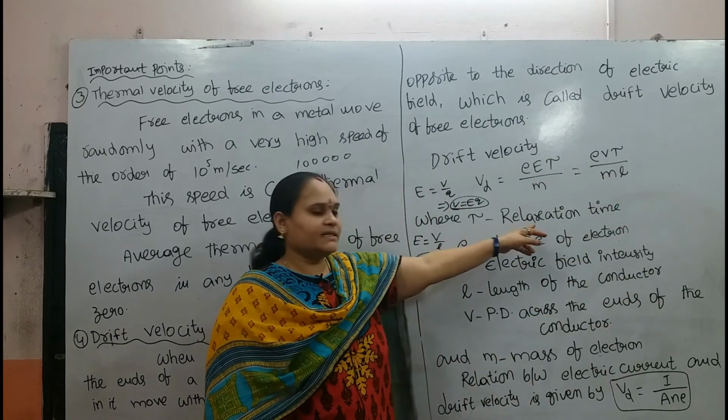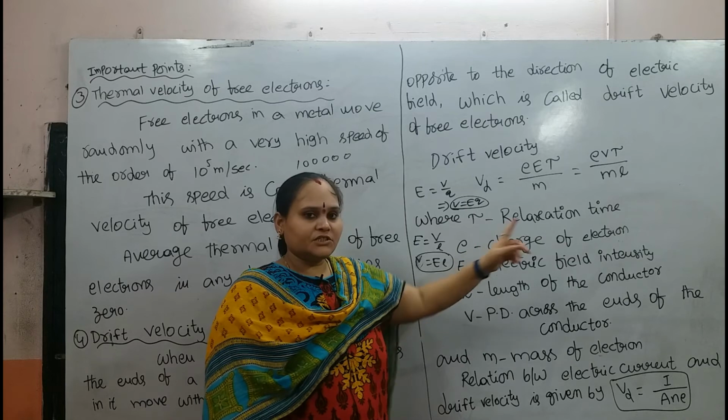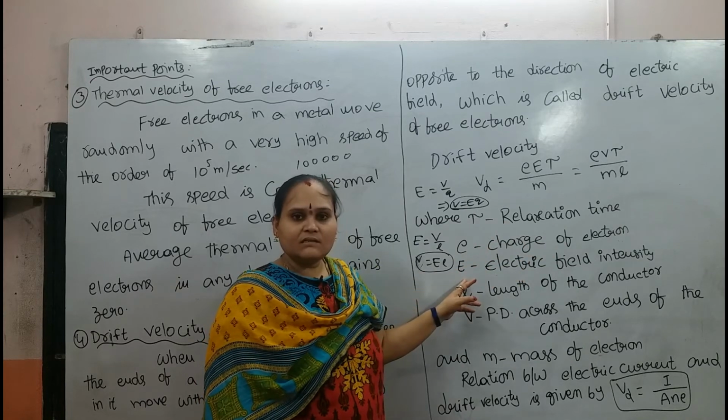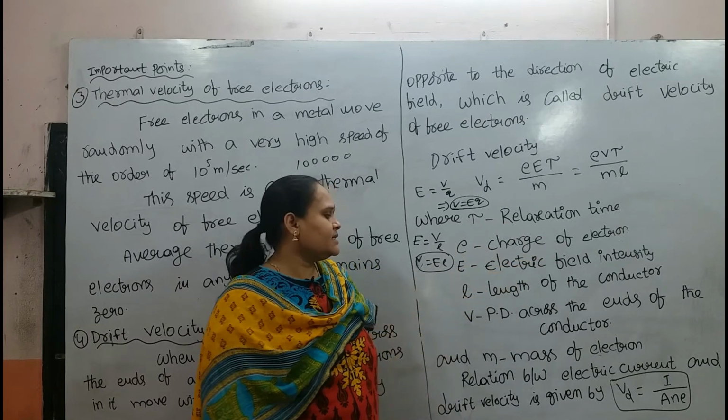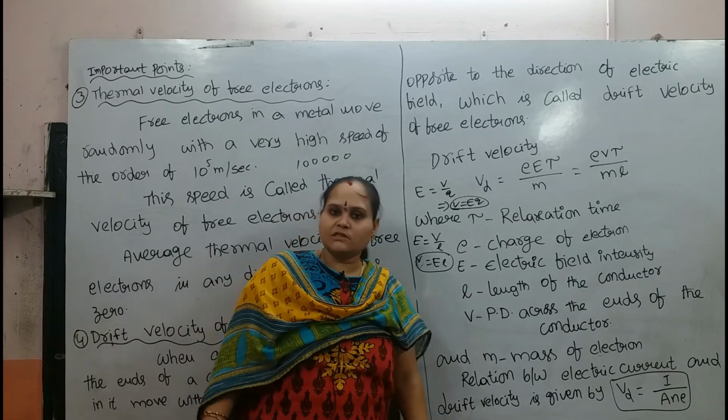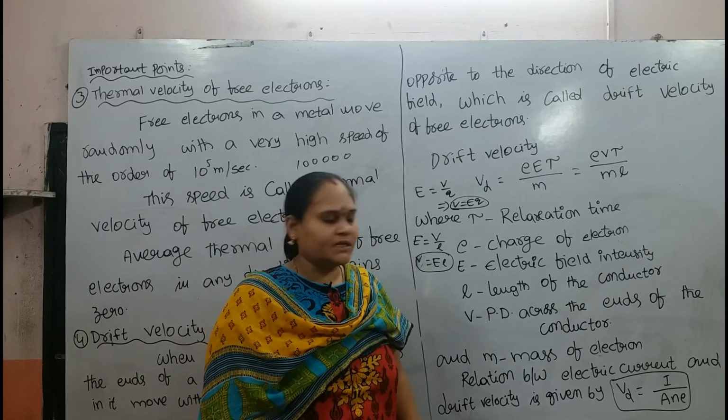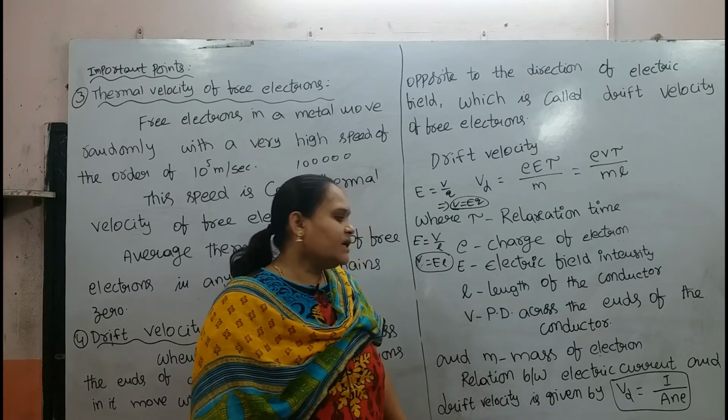Here tau is nothing but the relaxation time, small e is the charge of the electron, capital E is the electric field intensity and L is the length of the conductor. V is the potential difference across the conductor. We can apply that. And m is the mass of the electron.